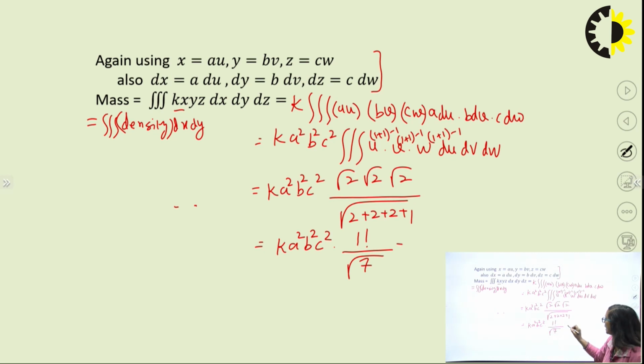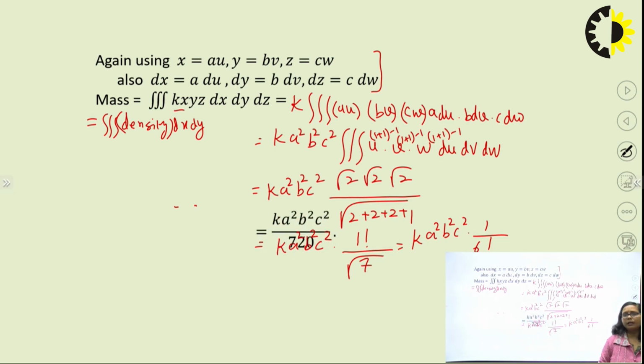Solving this, I write this as k a square b square c square into 1 upon gamma 7, which is nothing but 6 factorial. And when you open this 6 factorial, we get the value of the integral as k a square b square c square upon 720. So this is the mass which I am getting over here, k a square b square c square by 6 factorial, which is k a square b square c square by 720.